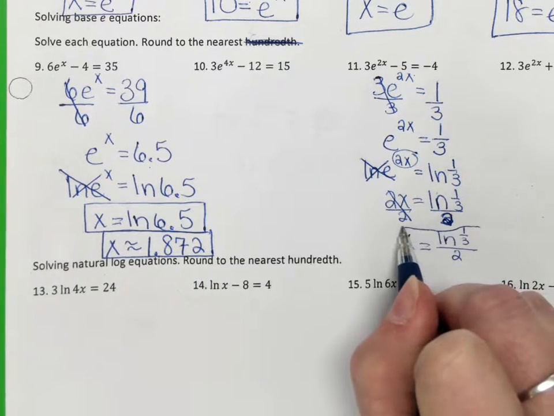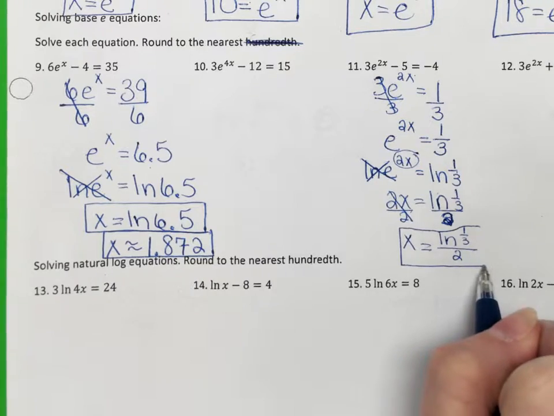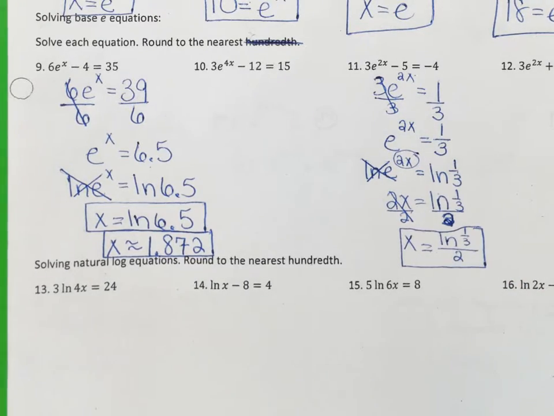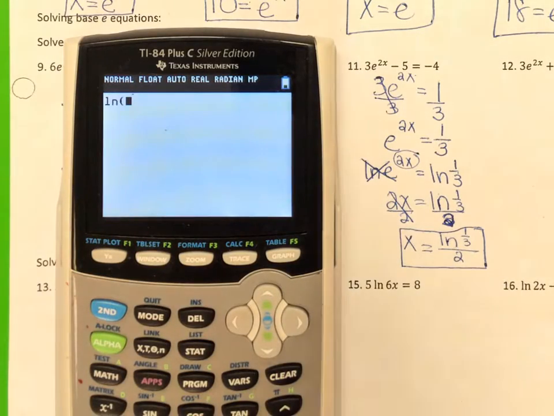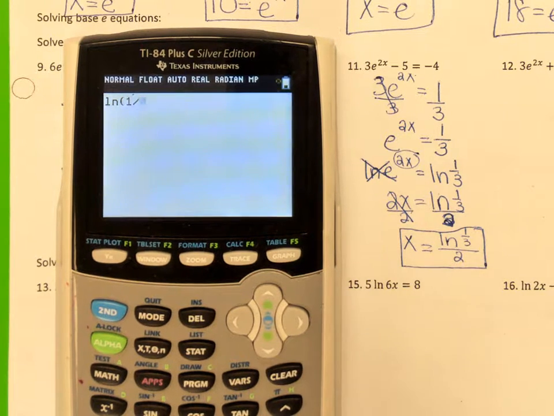All right, here we go. That's my exact answer, right? You just got to be a little careful when you plug it in. So hit the natural log. 1 divided by 3. Close your parentheses. If you don't close them, it's going to give you a wrong answer, okay? Then we can divide by 2.